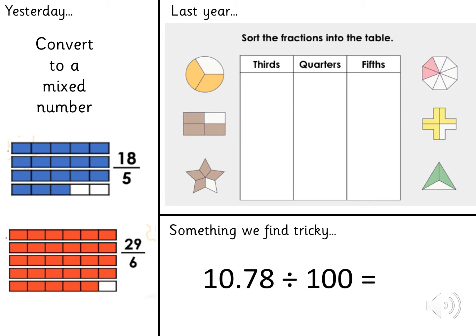This is your 3 square to start maths today. It should be stuck in the back of your yellow book. You have got a question that is similar to what we were doing yesterday about converting improper fractions to mixed numbers. So if you could do that for those two. You have got a box from last year with fractions where you need to sort those different shapes into thirds, quarters or fifths. And then you've got a box that is something we find tricky, dividing by 100. Now remember, you could draw your place value columns out, think which direction that number needs to move. Is it going to get bigger or smaller?